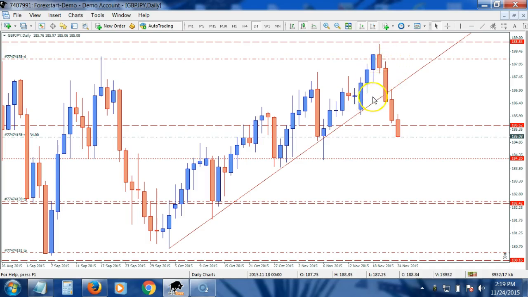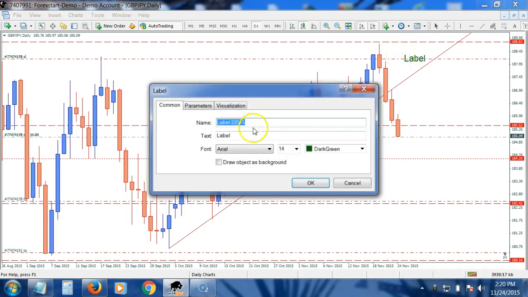Normally you would place the stop somewhere above this particular candle here for the trend line break, just above the trend line itself, but I moved it up a little bit higher above this particular candle, which gave me a stop loss of 188.16.